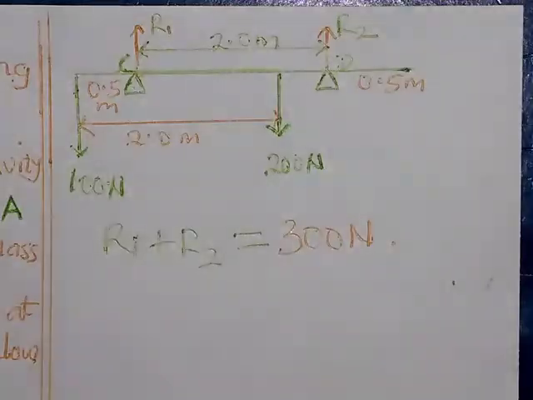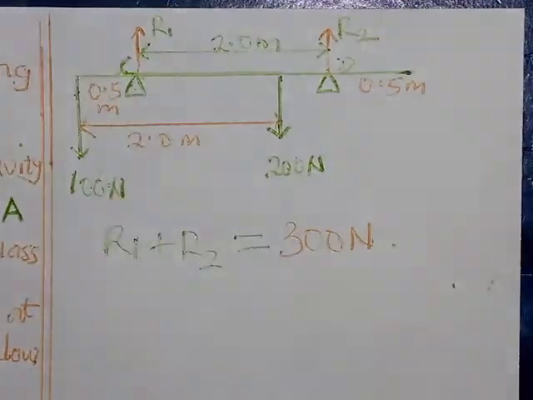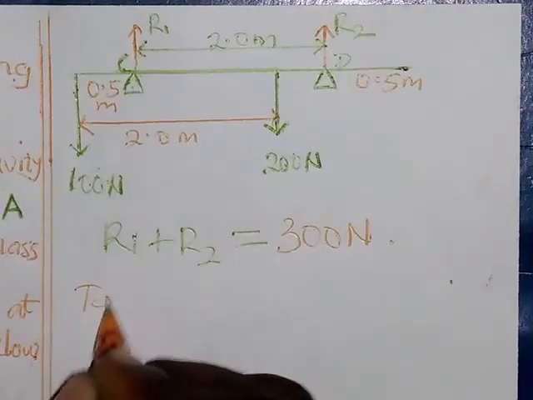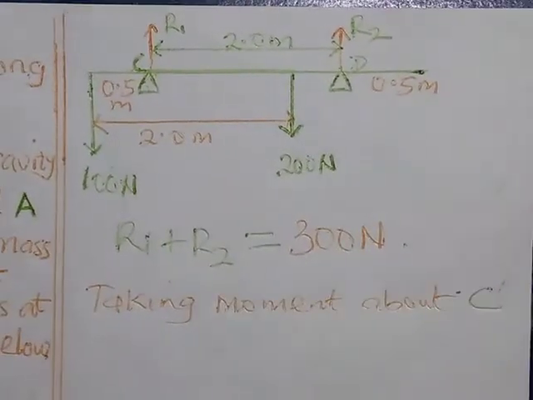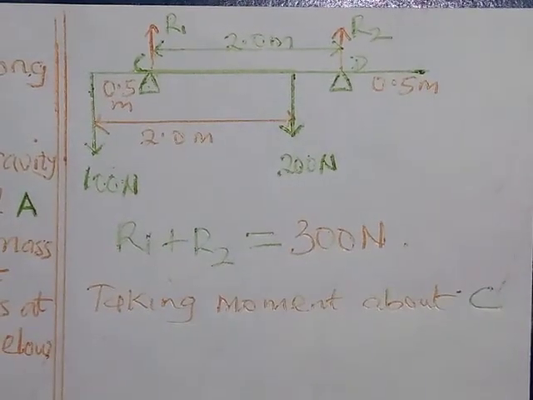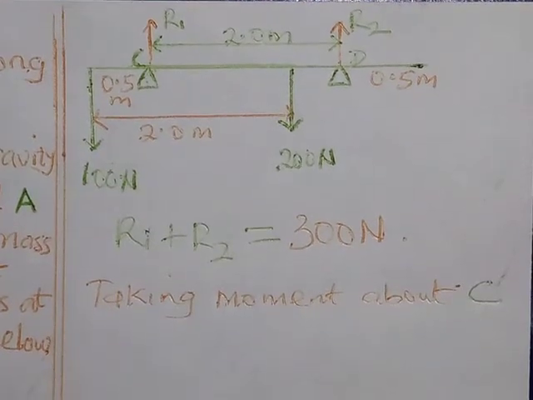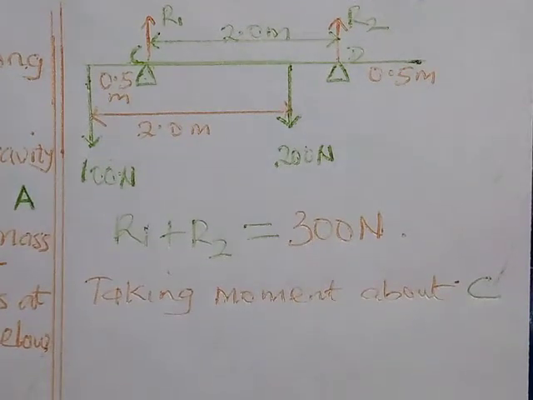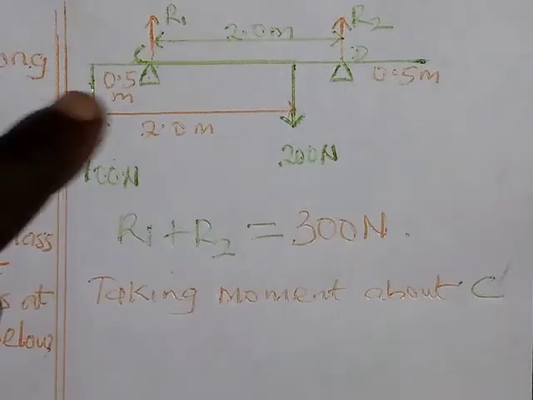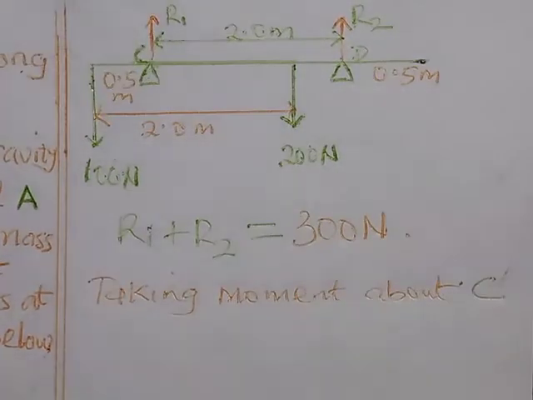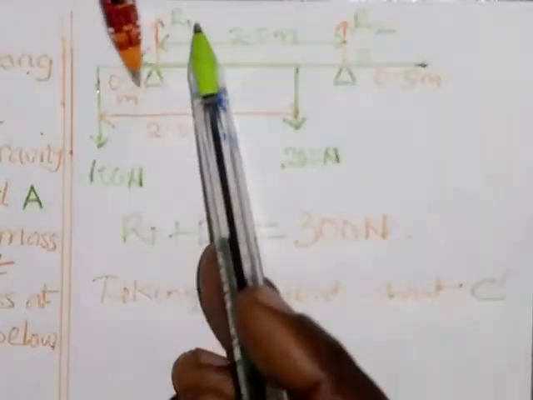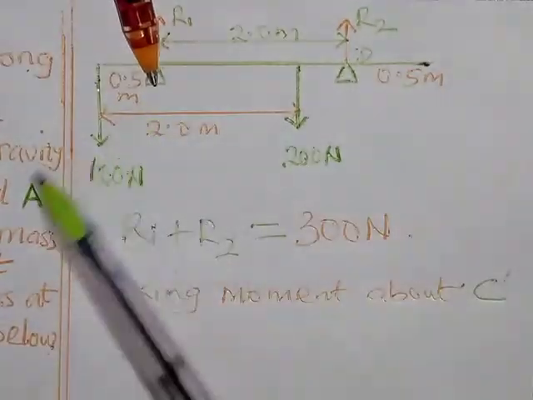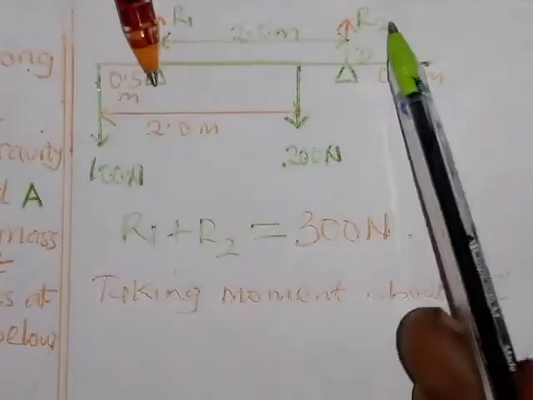So for simplicity, I'm going to take moment about C. So this is what we're going to have. I'm going to mark out the clockwise and anti-clockwise moment. So we are taking moment about this point here. The moment due to R1 is already 0. So let's look at how this beam will rotate due to forces 100, 200, and R2.